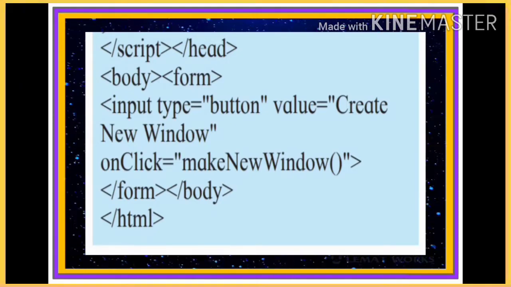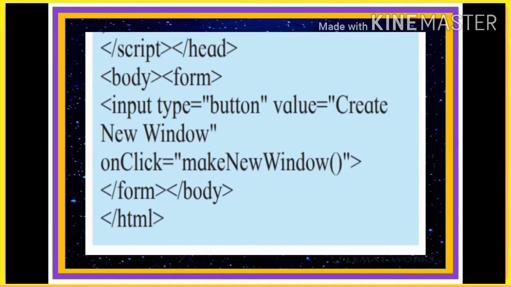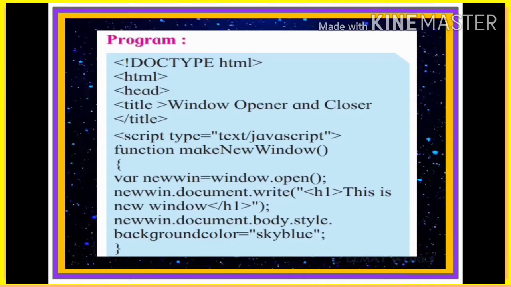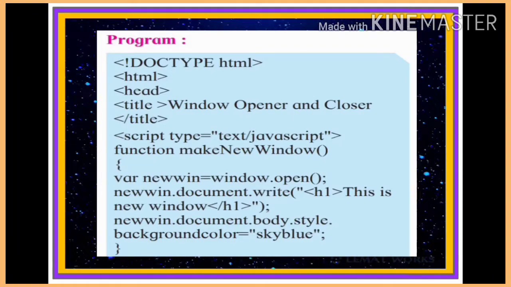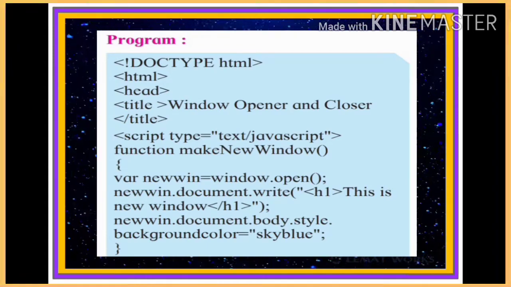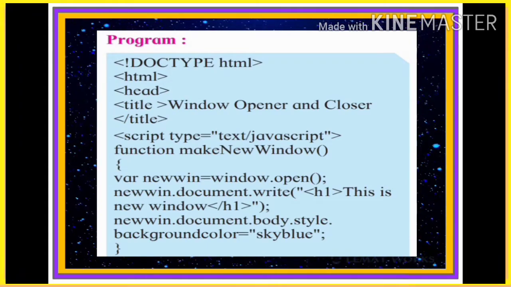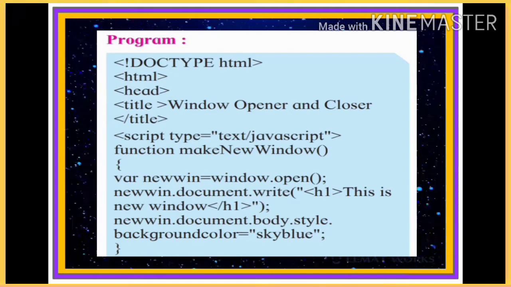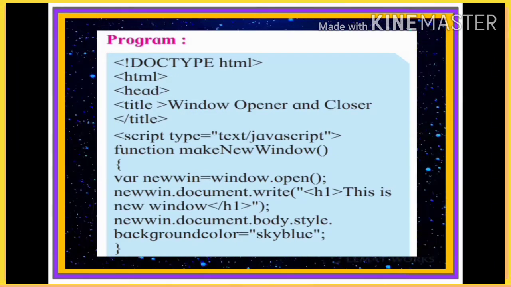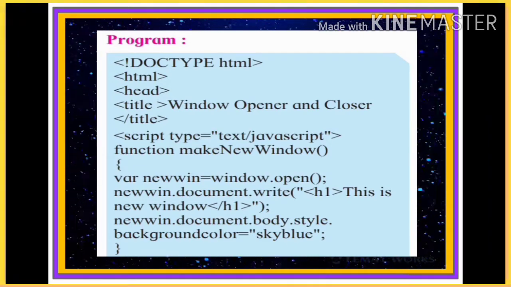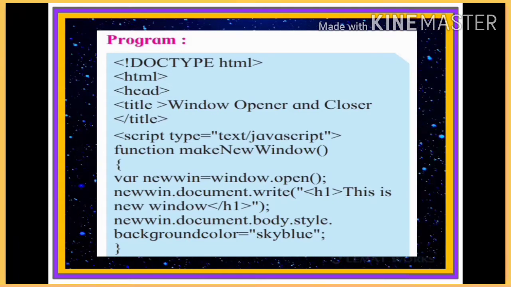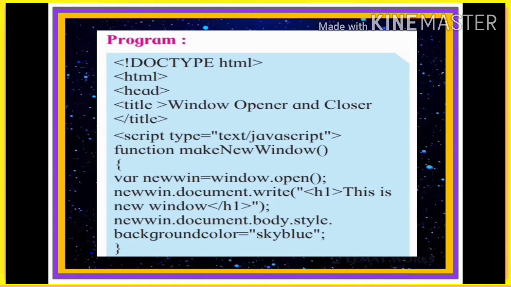In head section script tag, mention the makeNewWindow function. In the upper part, type doctype HTML, head, title, window opener and closer, close title, open script tag, script type equal to text/JavaScript. In next line, define the function by using function keyword. What is the function name? Function name is makeNewWindow, open curly braces.